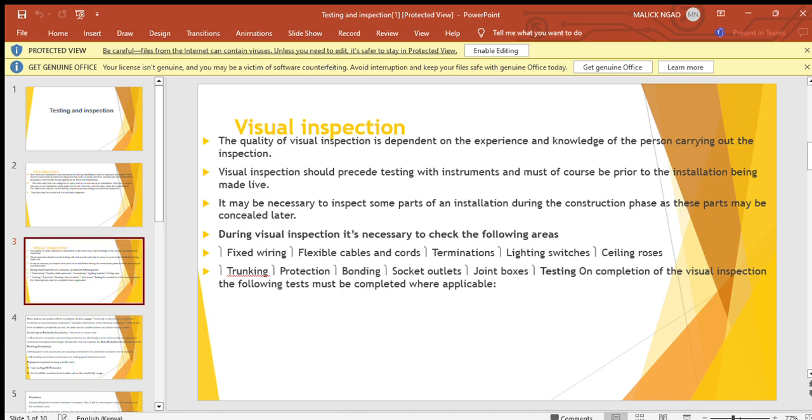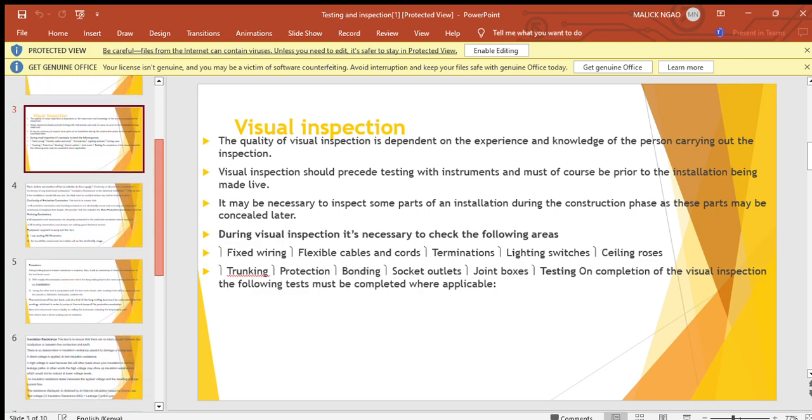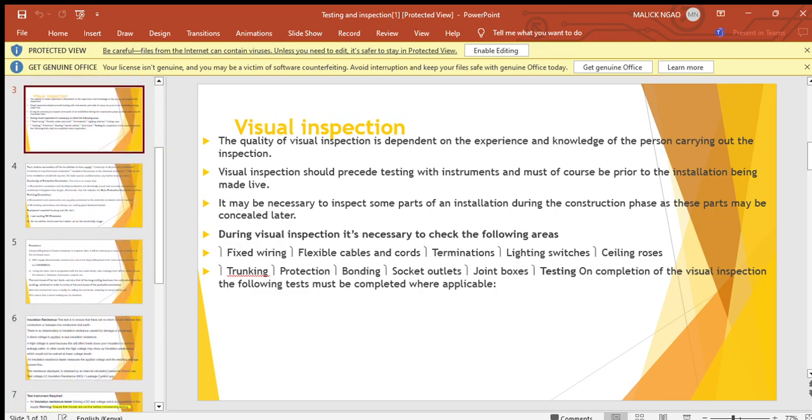And as the word implies, visual, I would like somebody to tell us what the word visual means. Can somebody have a try? Anybody?